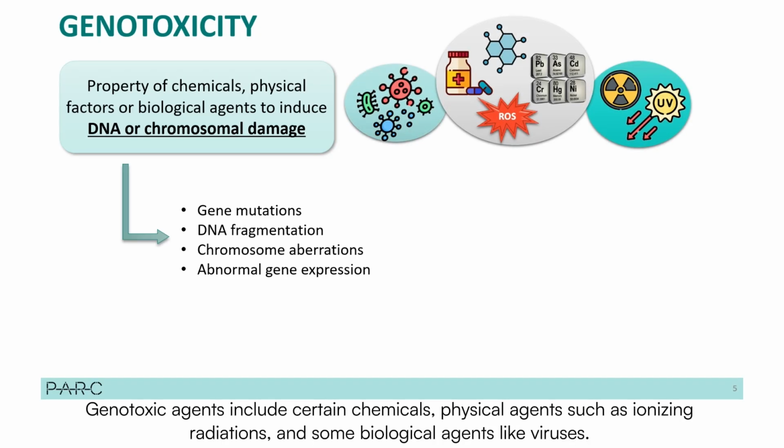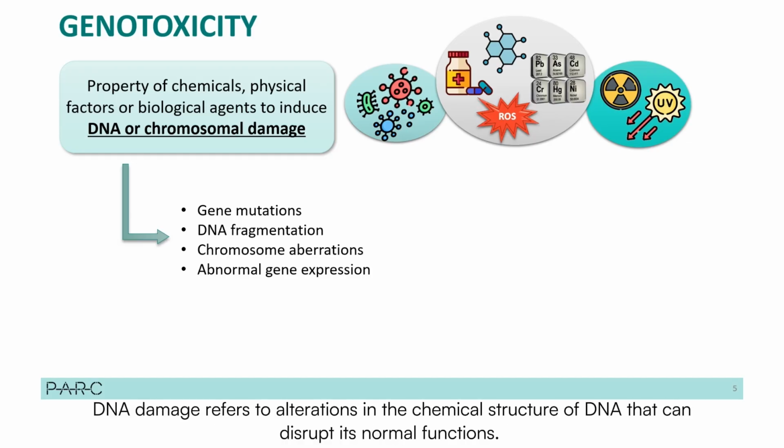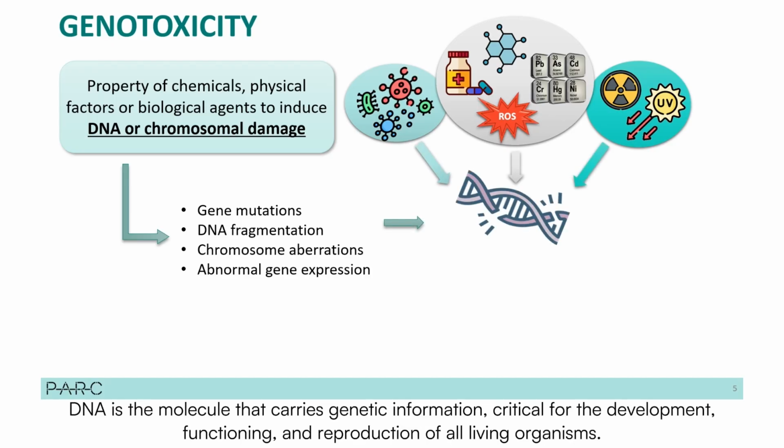Genotoxic agents include certain chemicals, physical agents such as ionizing radiations, and some biological agents like viruses. DNA damage refers to alterations in the chemical structure of DNA that can disrupt its normal functions. DNA is the molecule that carries genetic information, critical for the development, functioning, and reproduction of all living organisms.